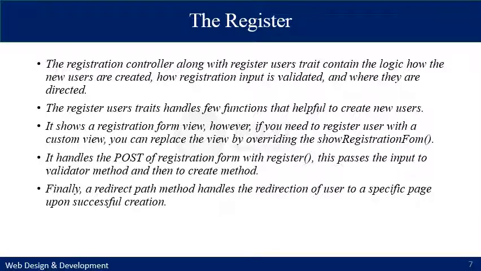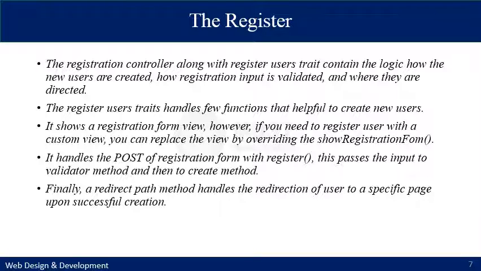So let's look at each briefly. The registration controller, along with the register users trait, contain the logic of how new users are created, how registration input is validated, and where they are directed. The common way is to create a user, log them in to the system, and direct them to the home page. The register user trait handles the few functions that are helpful to create a new user.